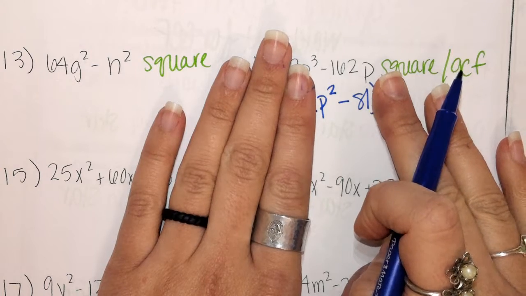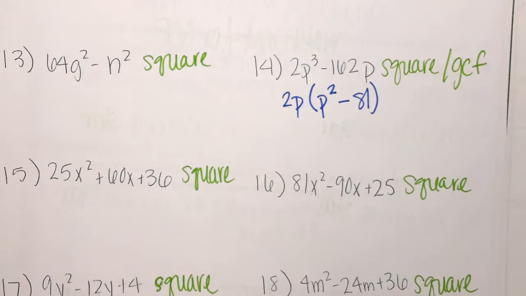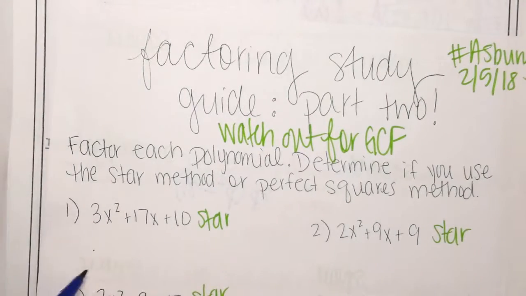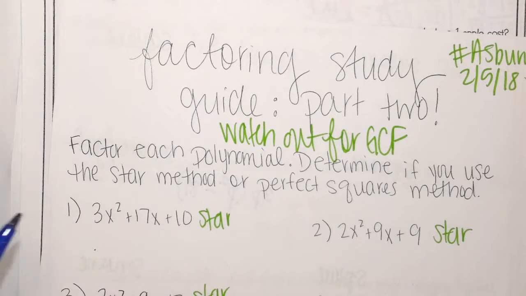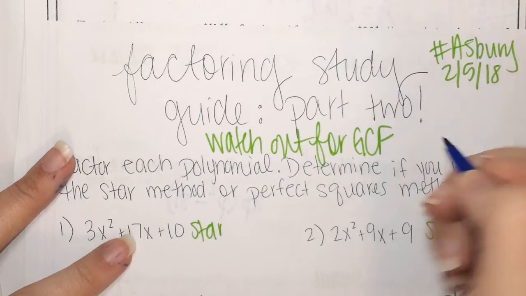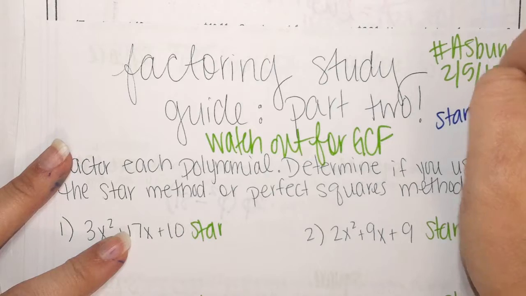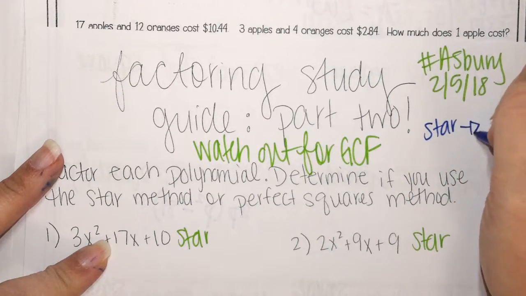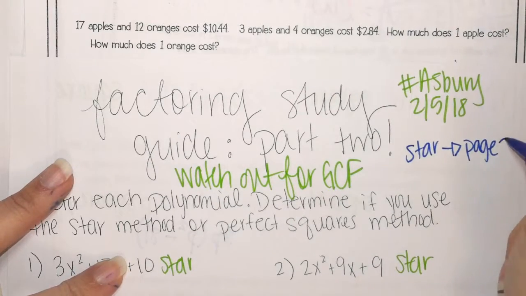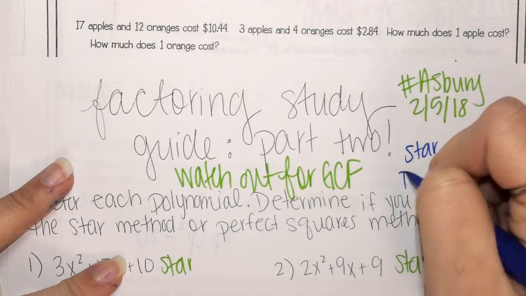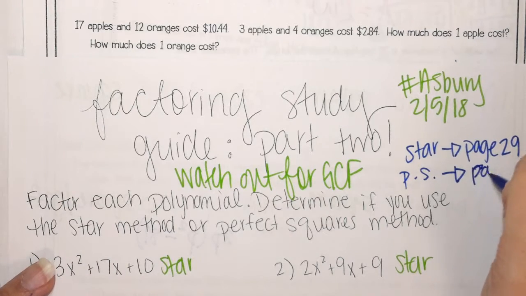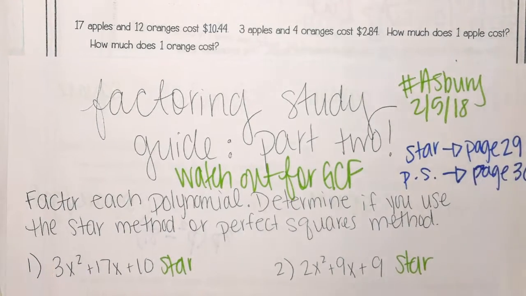Okay. All right, now let's talk about in our notes where our star method notes are, what page, and where our perfect square notes are. So star is what page? 29. Take a point. And where are the perfect square notes? 30. Take a point. Write that down.